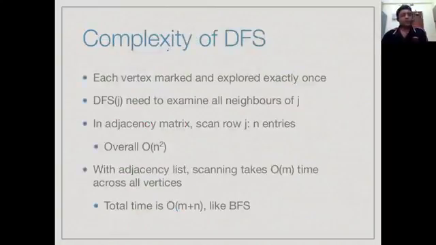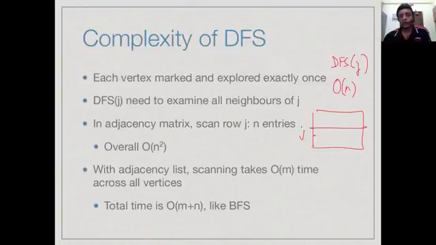So what is the complexity of depth first search? Well, each vertex is marked and explored exactly once. So we do DFS of j once for every j. So these are order n calls. There are actually exactly n calls if everything is reachable. Now when we call DFS of j for a particular j, we need to examine all the neighbors of j. As we saw before, if we have an adjacency matrix, that means we have to look at the row j and we have to look at every entry in this row. So this takes order n time. So we have order n calls, and each call takes order n time. So overall we have order n squared time.